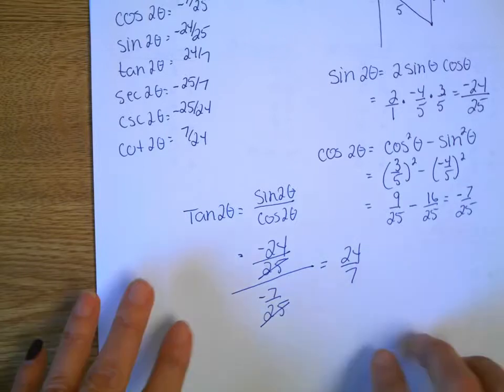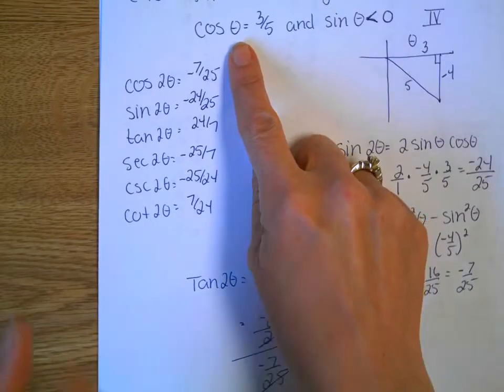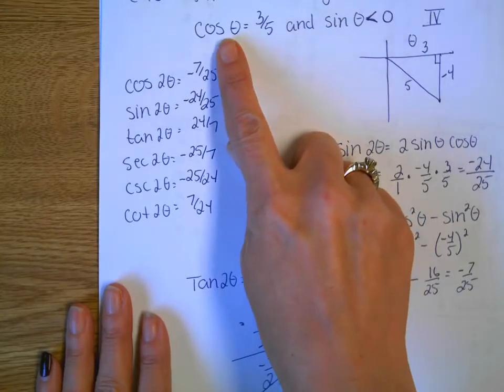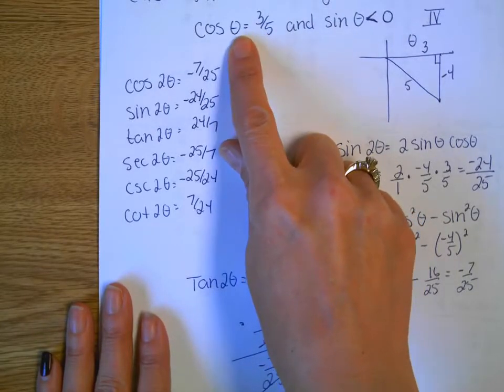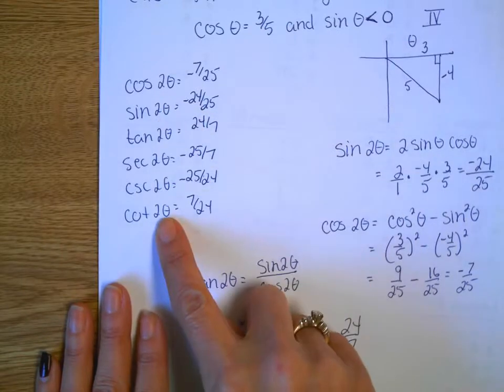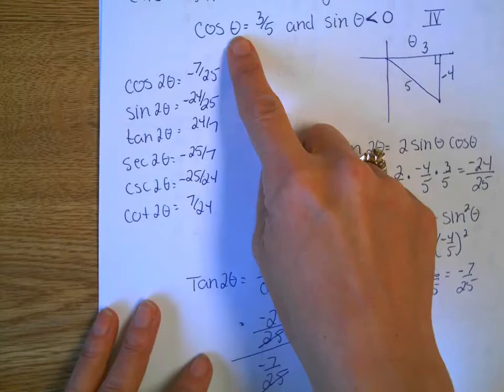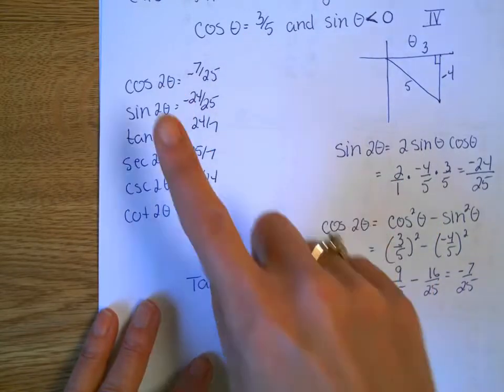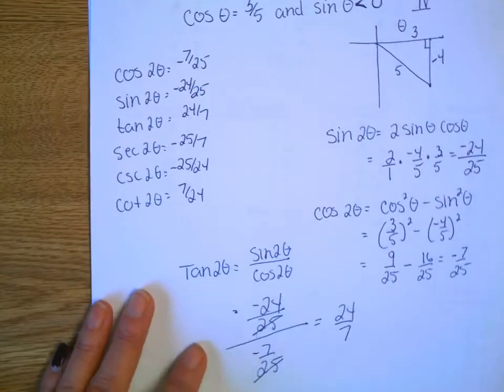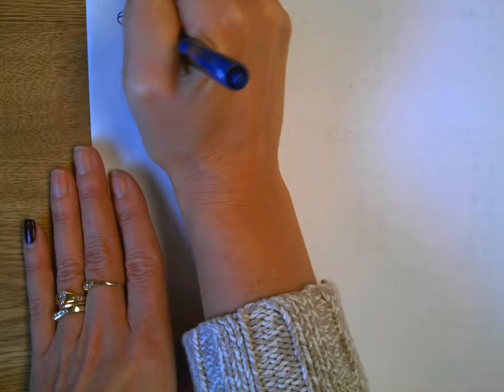Okay, one more. Notice the difference between these. Here I gave you information about the single angle and asked for all the double angles. Now I'm going to reverse it. I'm going to give you information about the double angle and ask for all of the single angles. So when you get to the notes or the homework, make sure you pay attention to which kind of problem you're doing.